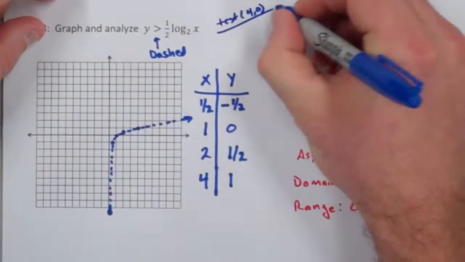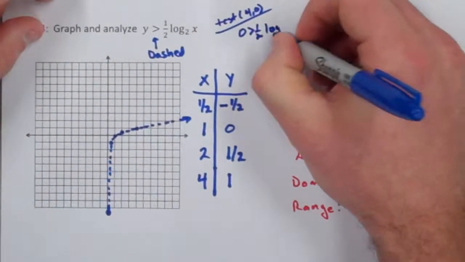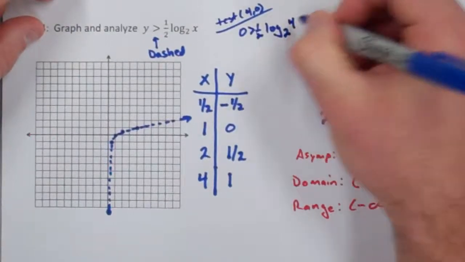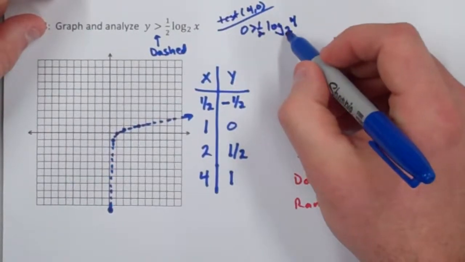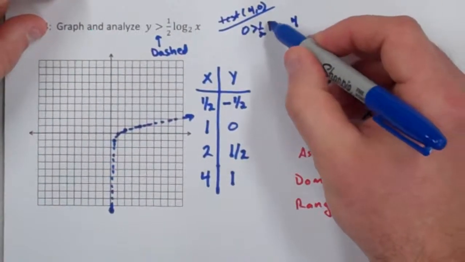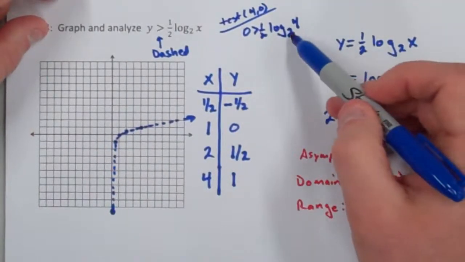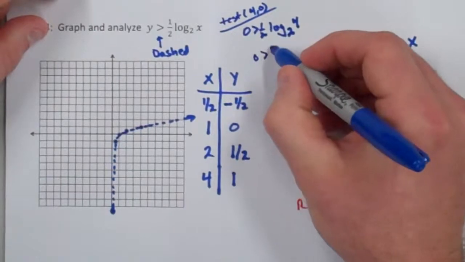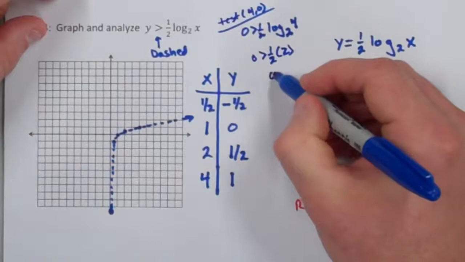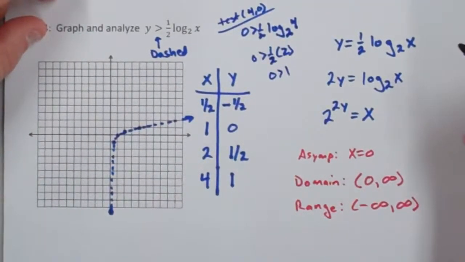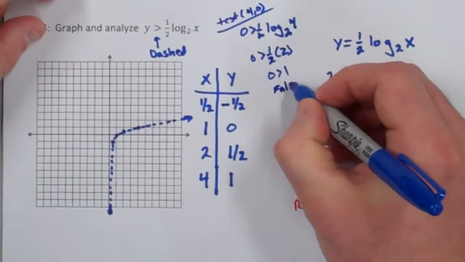So y is 0. We've got 1/2 log base 2 of 4. And 4 is a nice number to pick here with this base of 2 because we can figure out what the log base 2 of 4 is. Let's just look at this log base 2 of 4. This is asking us 2 to what power is 4. And so we can see quite easily that that is 2. 2 squared is 4. 1/2 of 2 is 1. So we have this statement here, 0 is greater than 1. This is false.